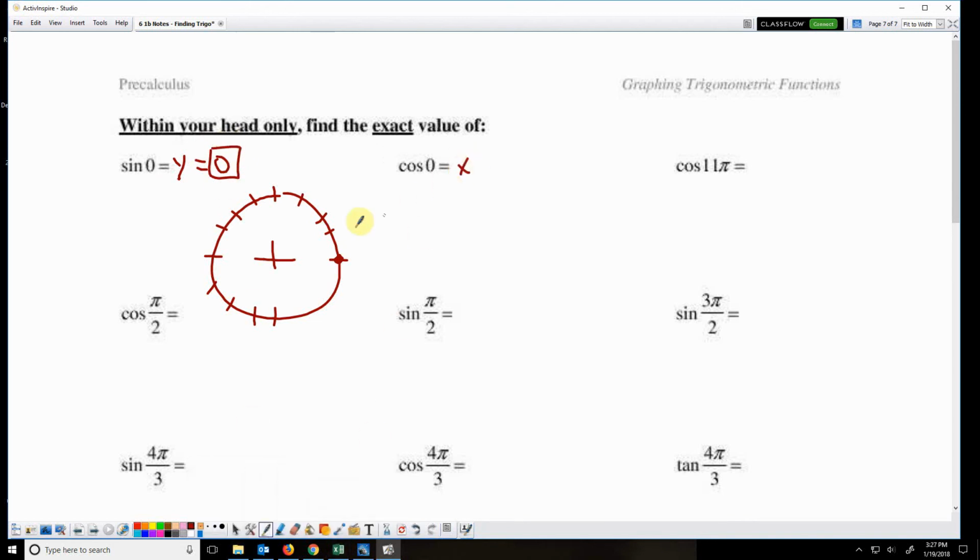Cosine is an x value. Cosine 0, the x value, is right here, is 1. Cosine 11 pi, cosine again is an x value. So we've got 1 pi, 2 pi, 3 pi, 4 pi. Notice all the odd numbers are falling right here, so this is 11 pi. And the x value is negative 1.